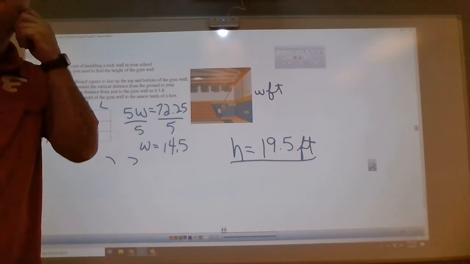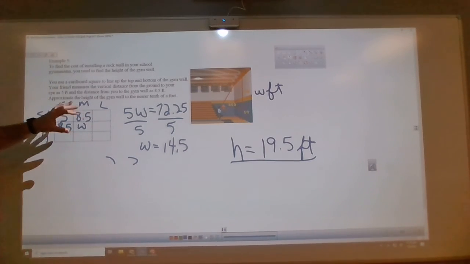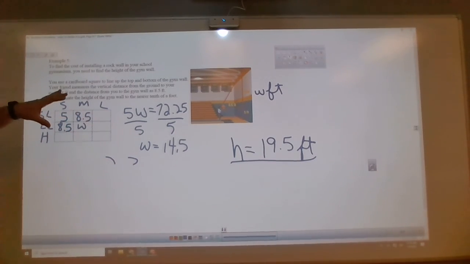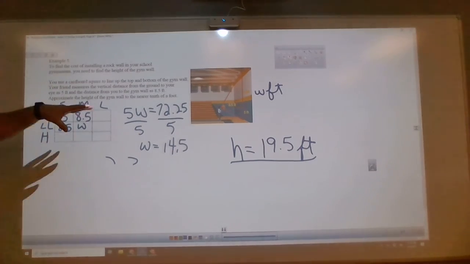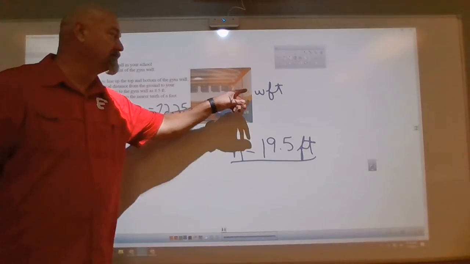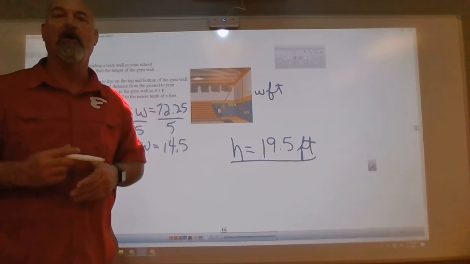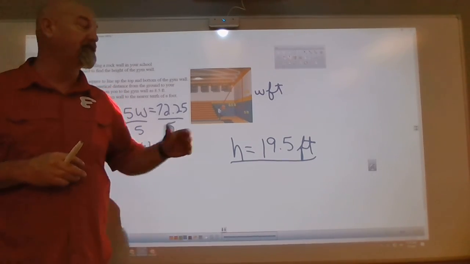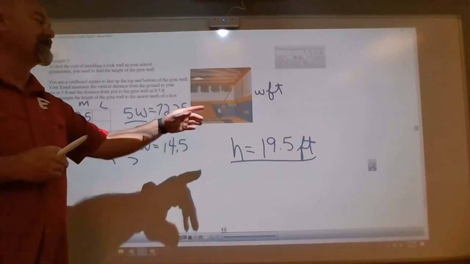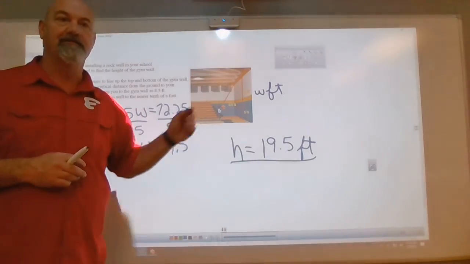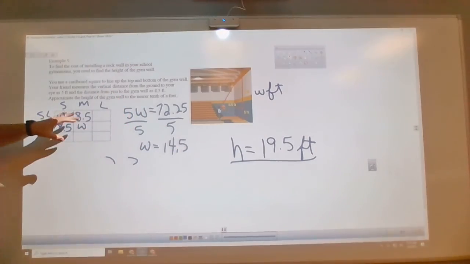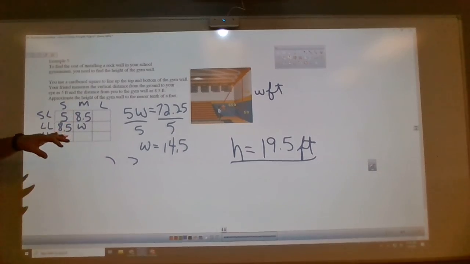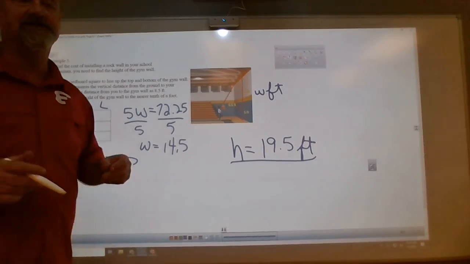So the box is not a trick, it's just a tool, right? These are always going to be similar triangles. The hardest part of all the years that I was teaching this before I started using the chart was figuring out which one went with what one. And once you put it in this chart, it's easy to see what goes with what. Does that make sense? So this is not difficult.